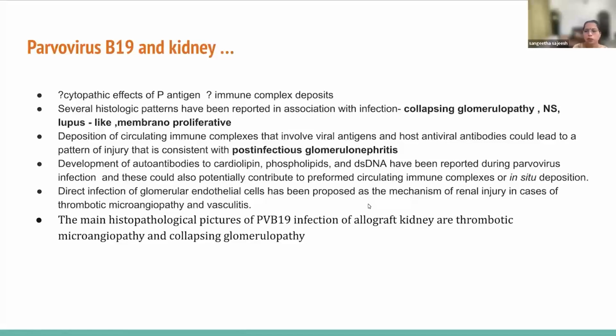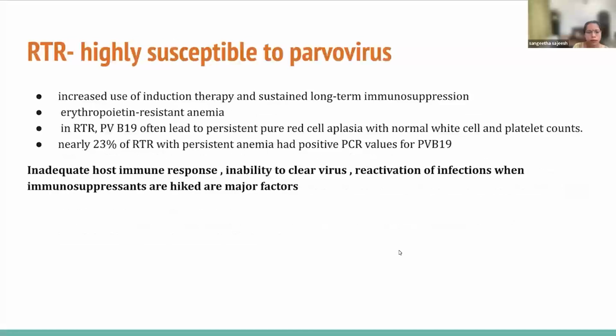And in allograft kidney, for parvovirus B19 infection, one thing we have to note is that we don't require a renal biopsy for diagnosis. Most of the time, it is the severe anemia which prompts the diagnosis, so DNA PCR would be enough. But if there is a persistent infection, biopsies are done in only a limited number of cases. Some case reports have shown that thrombotic microangiopathy and collapsing glomerulopathy are the main histopathological features in parvovirus B19 infection.